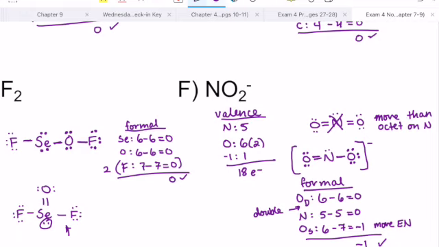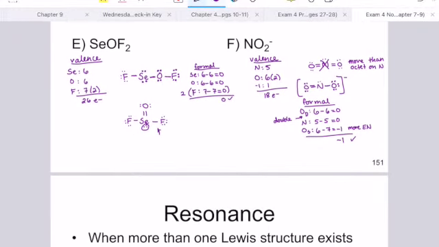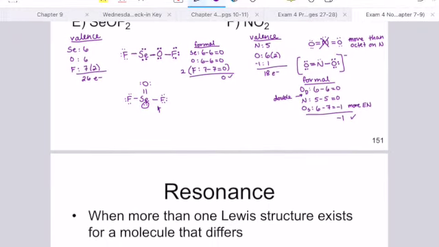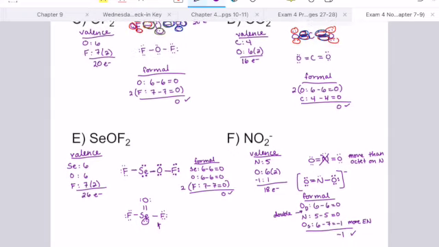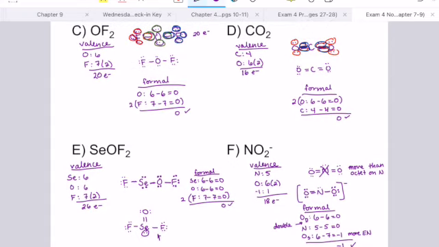So, tomorrow, we're going to talk about why we put the double bond on the left and whether it actually matters whether we did that. Okay? That's it. So tomorrow it's going to get exciting when we talk about resonance. Okay, good job, everybody.